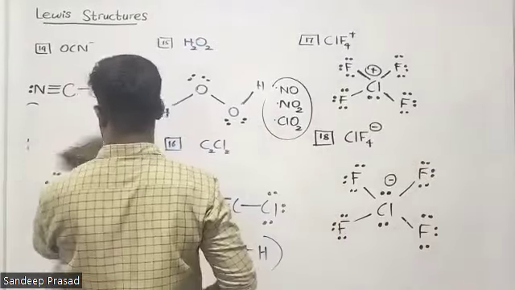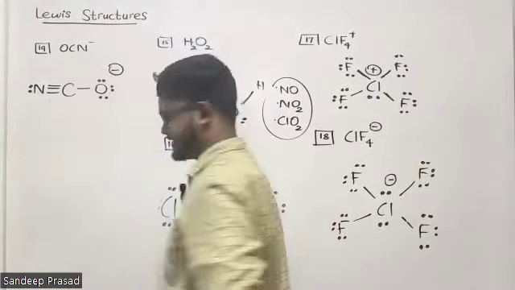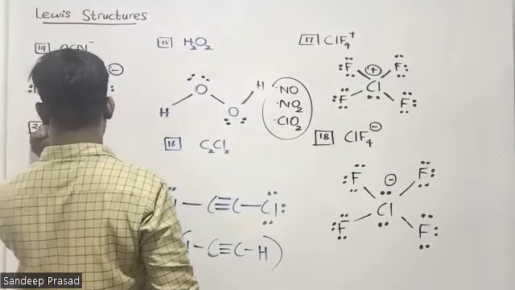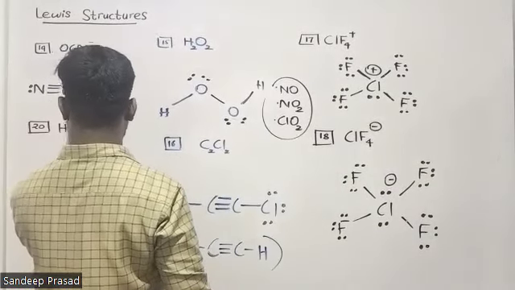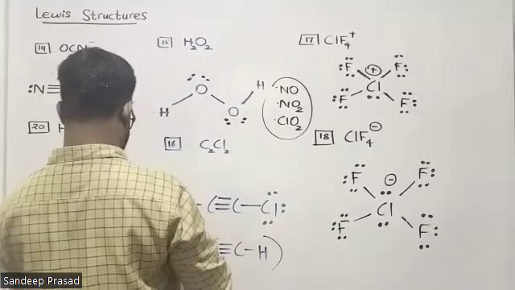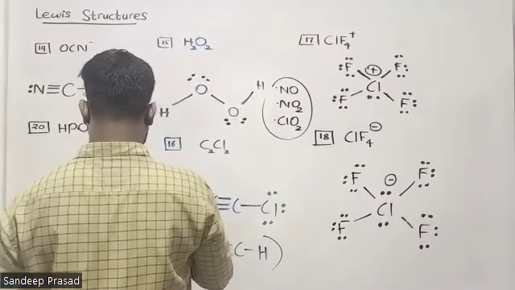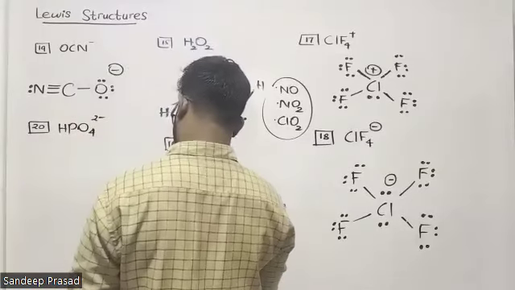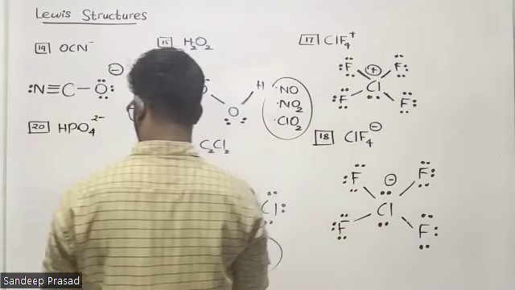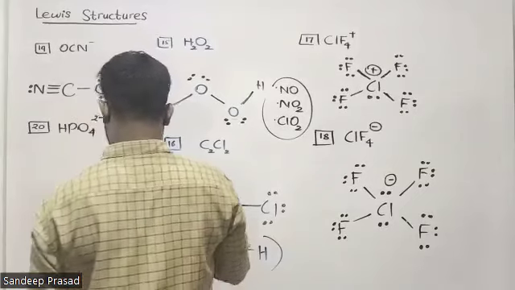HPO4 2 minus. Okay. I will help you to draw this one. HPO4 2 minus. Here we can say that in this way. How can we draw the structure for this one? 2 minus charge is there. Phosphorus is the central atom.